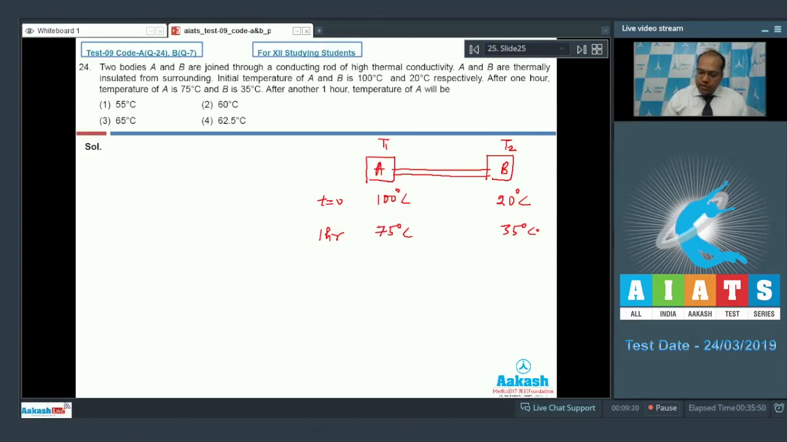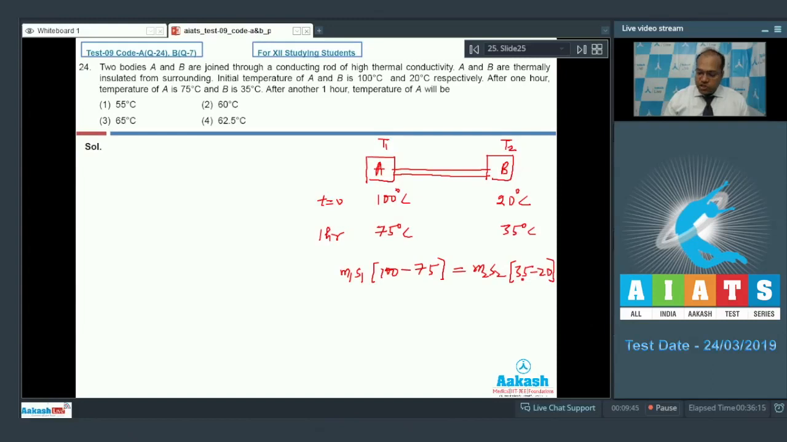In order to find this, we know that in 1 hour, the heat lost by A is equal to the heat gained by B. So M1 S1 into 100 minus 75 is equal to M2 S2 into 35 minus 20.